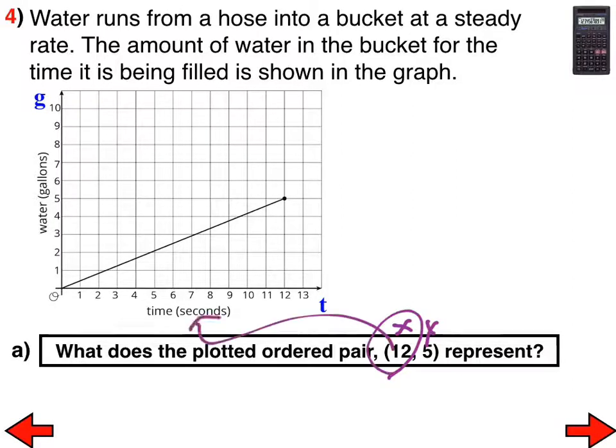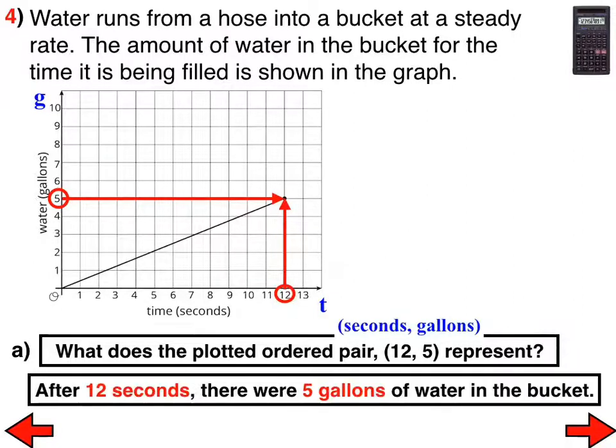So that is referring to seconds. This is referring to gallons. So no matter how you phrased it, you should have said something like 12 seconds for every 5 gallons. I put after 12 seconds for 5 gallons of water in the bucket, since that's what the problem is talking about. But something like 12 seconds, 5 gallons, something like that.